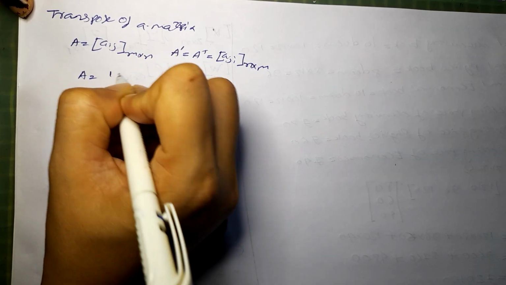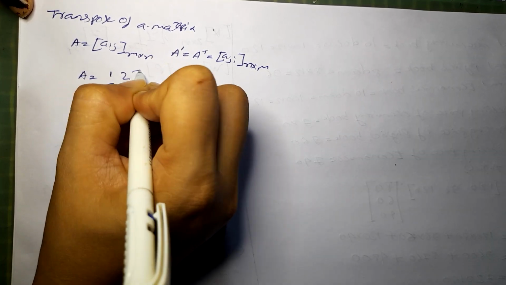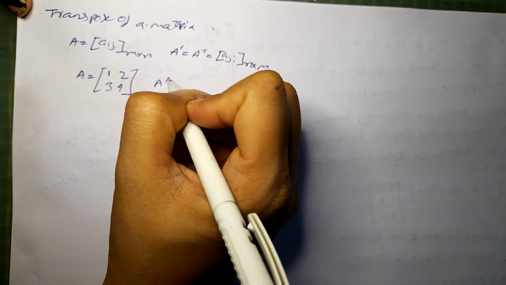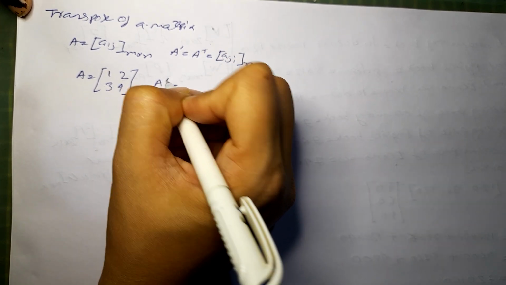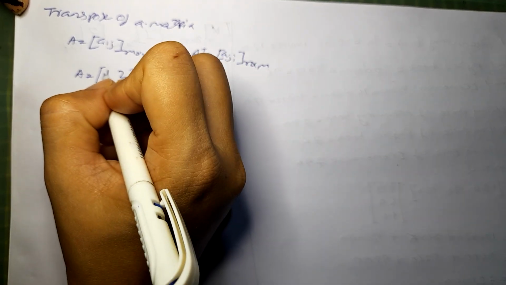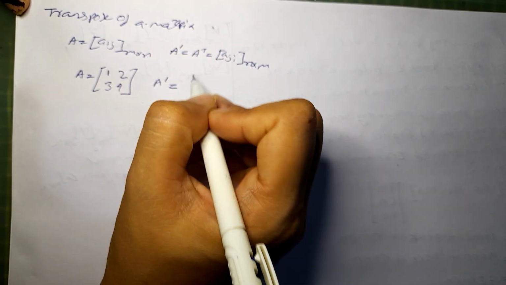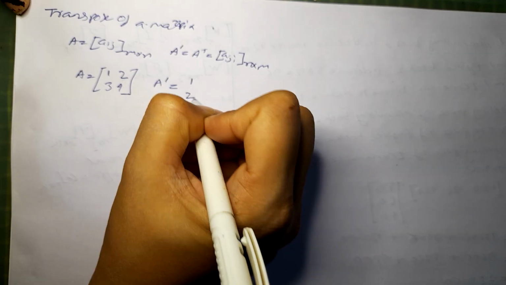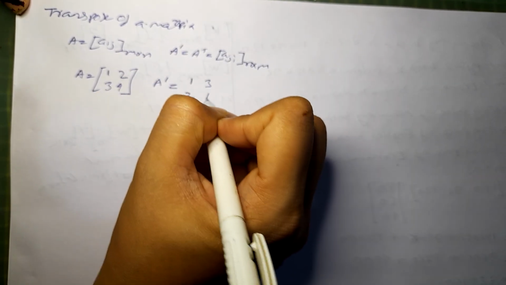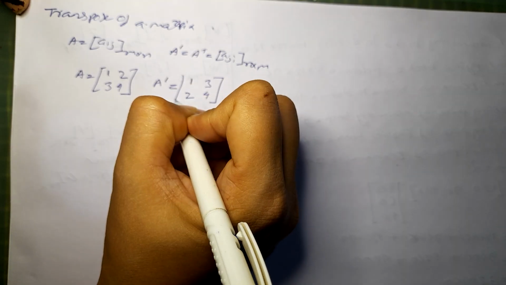Let's take the 2 cross 2 matrix. A is equal to 1, 2, 3, 4. Now A transpose will be, familiar with this? I am writing it this way, both are correct. Now the row will become the column. So this is the row, and this row will become a column, so it will be 1, 2. Again the second row will become the second column, so 3, 4. This is the transpose of the matrix.